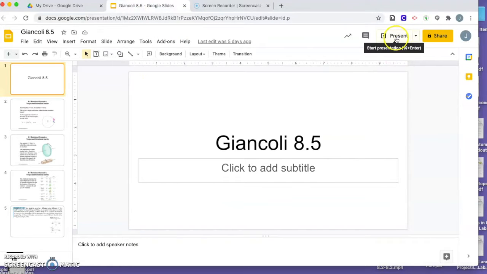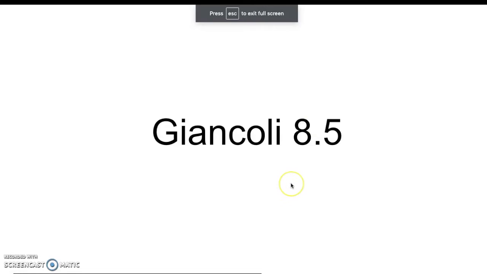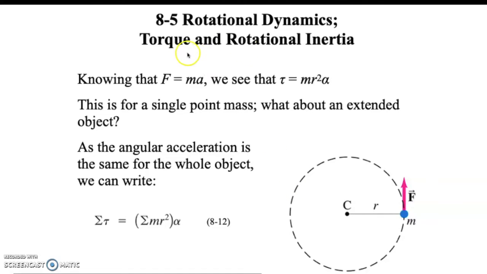Okay, so now we're going to talk about Giancoli 8.5 and inertia when we talk about rotation. So torque and rotational inertia. Really quick, knowing that force equals mass times acceleration, we know that torque equals mass times radius squared times angular acceleration. So now this is for a single point mass.